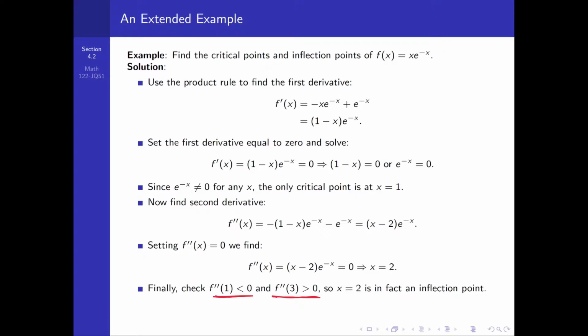So if I look at x equals 1 and plug it into the second derivative, I get something less than 0. If I look at x equals 3, I get something greater than 0. So because the second derivative changes sign to the left and to the right of x equals 2, we can conclude that x equals 2 is in fact an inflection point. So the full answer to this problem is that we have one critical point, and that critical point occurs at x equals 1, and we have one inflection point, and that inflection point occurs at x equals 2.